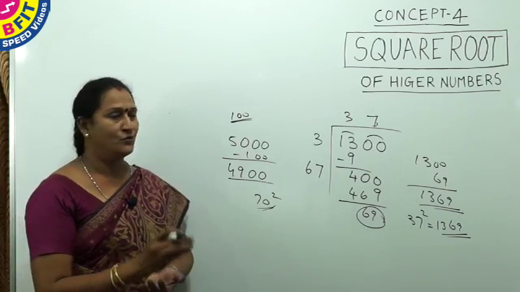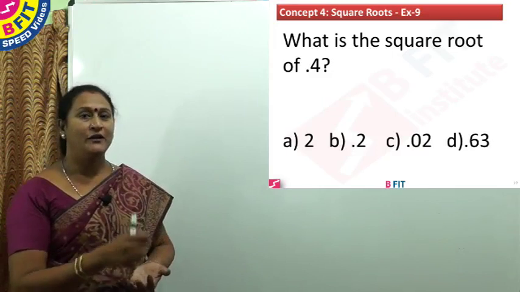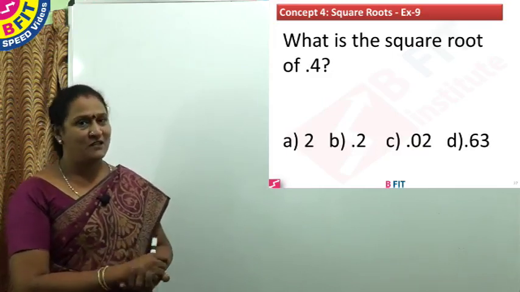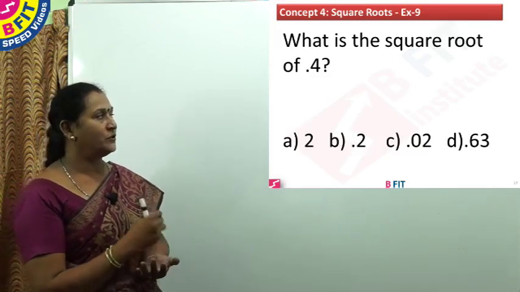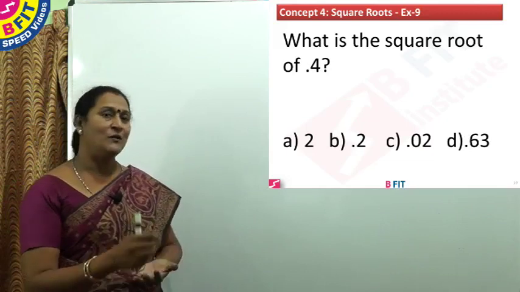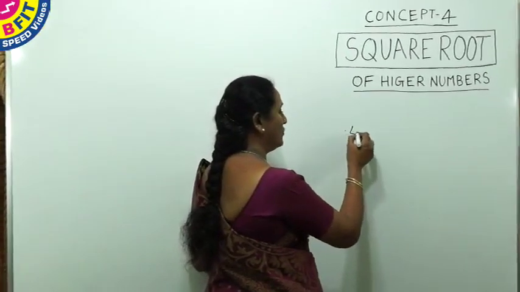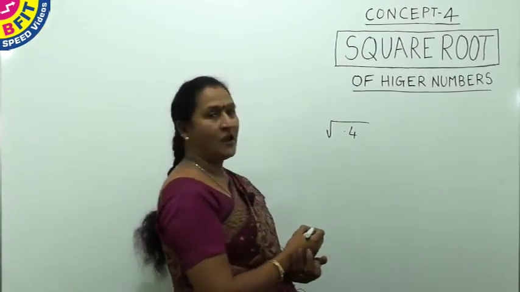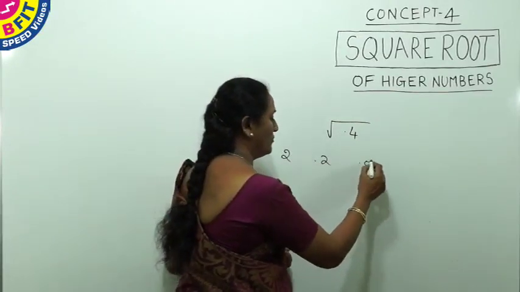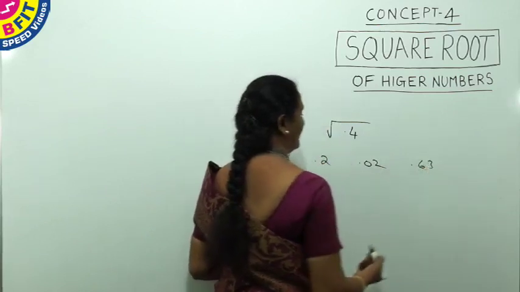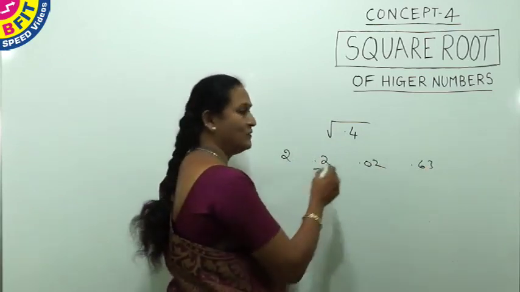And now we'll see a few more examples. We'll see the next example. What is the square root of 0.4? This question also was asked in the previous exam. We have the options here: 2, 0.2, 0.02, 0.63. Now what will be the answer? You try it. We are asked to find the square root of 0.4. And what were the options given? 2, 0.2, 0.02, 0.63. And now what is the answer here?